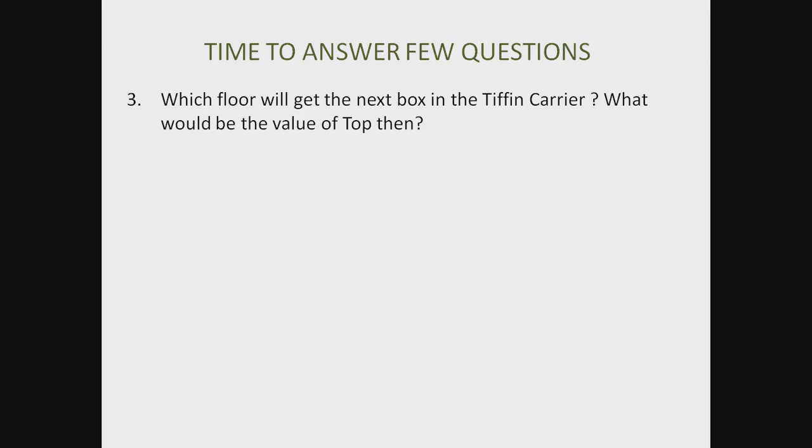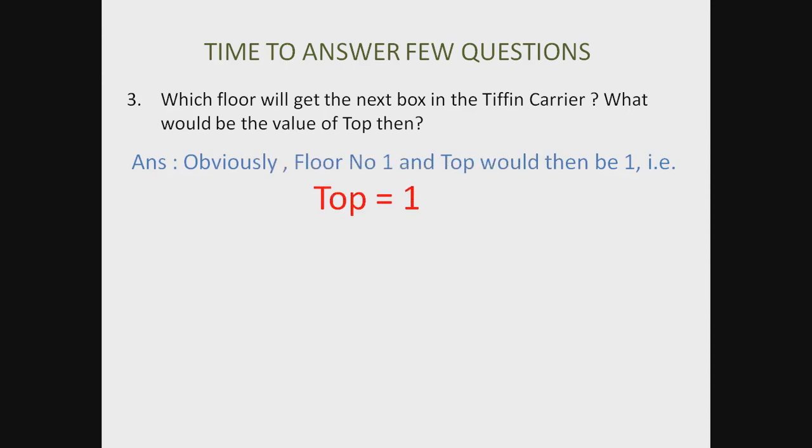0 has got a box. So the next box would be floor number 1. If it had been a list of a Python programmer, it would be subscript number 1. Subscript number 1 would have got the value. And when the second box would already have been put, what would be the value of top then? The value of top would be 1.